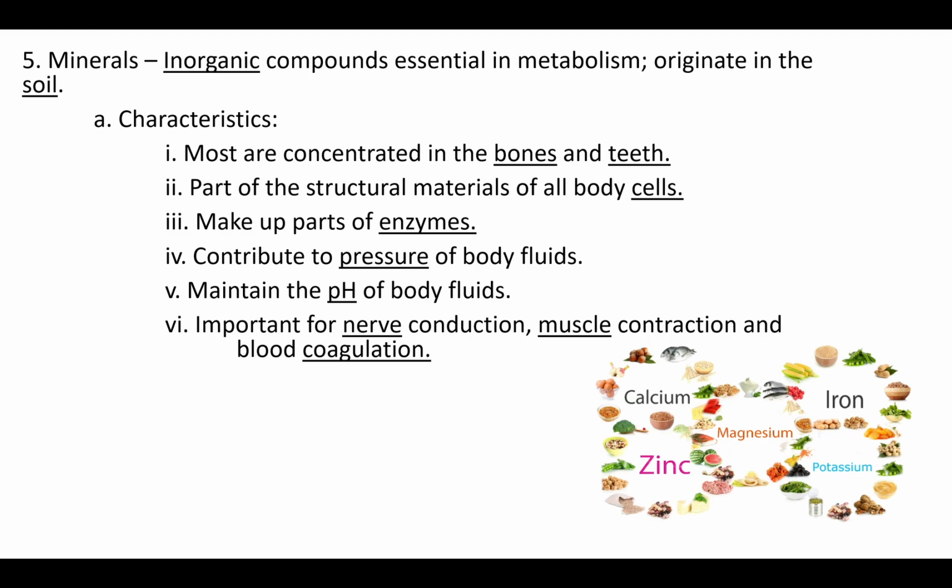All of your enzymes that break down your food, the digestive ones you learned about in the last unit, would be part of these. They also contribute to the pressure of your body fluids. They maintain the pH of your body fluids. And they are important for nerve conduction, muscle contraction, and blood coagulation, which is clotting. So calcium, zinc, iron, all of these things you need for all of these purposes.